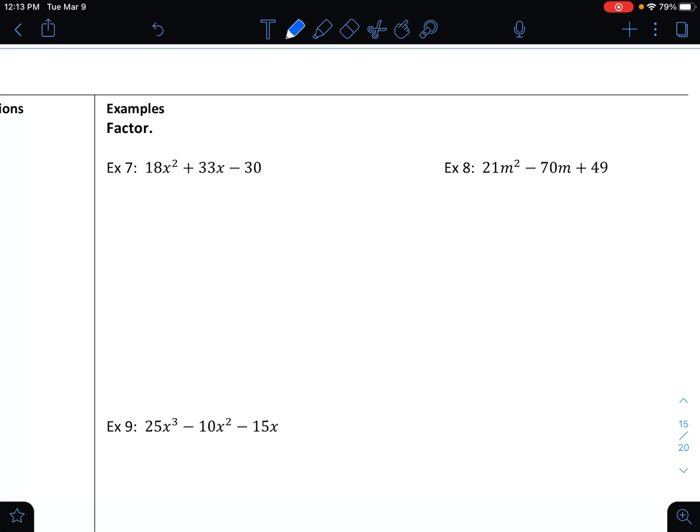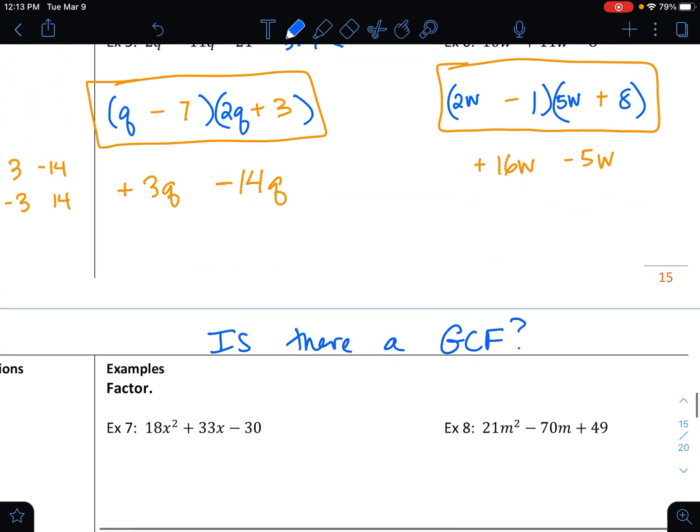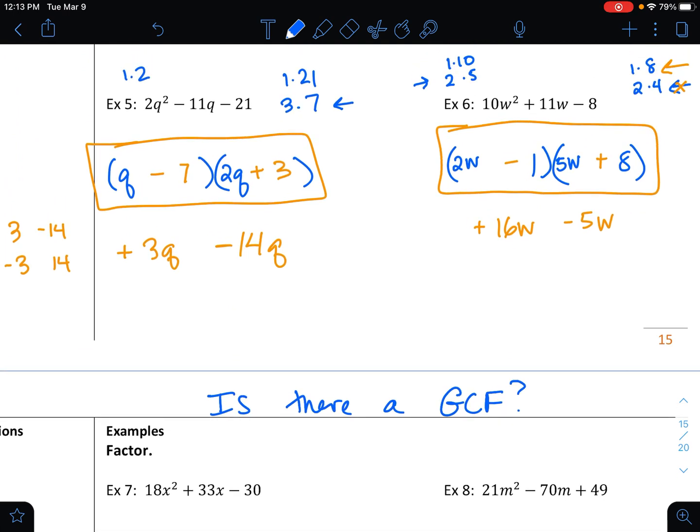Okay, in these last three examples, I want to talk about one thing that I probably should have mentioned from the very beginning: I want to always ask myself, is there a GCF? So when I scan back up here, none of these had greatest common factors. Like if you look at 5 and 6, there is not a number or a variable I can divide out in the front. If there is, I always want to do that first.